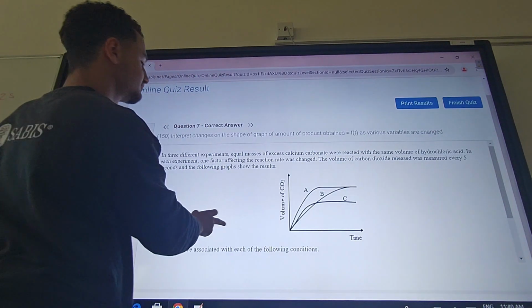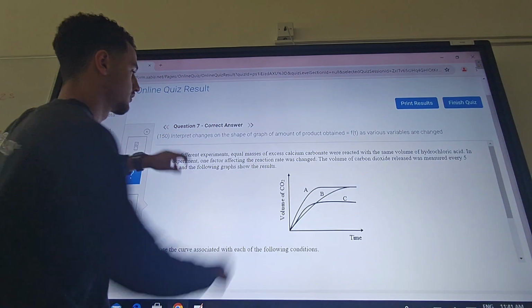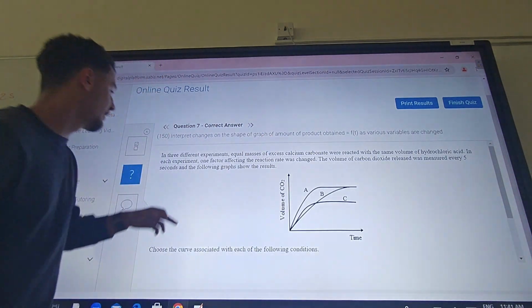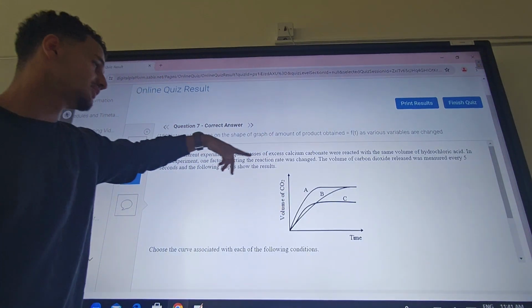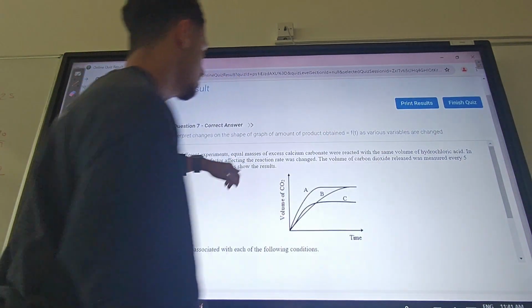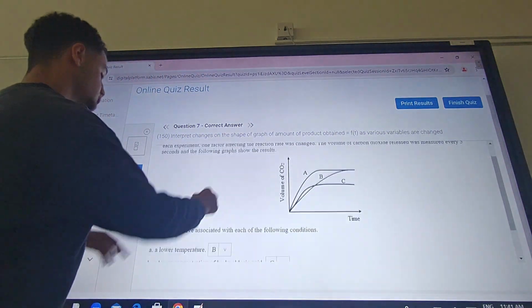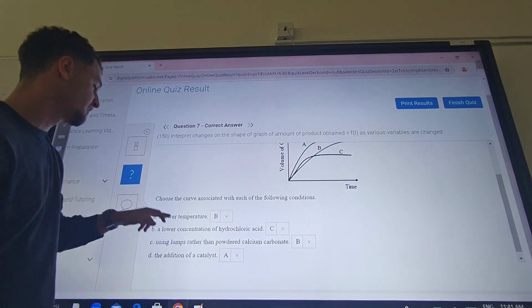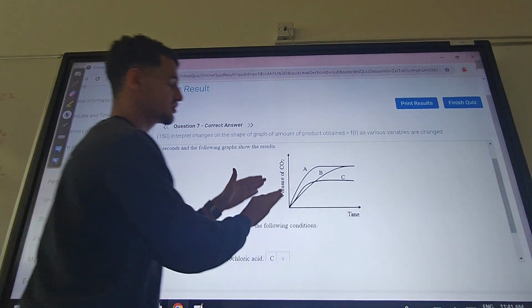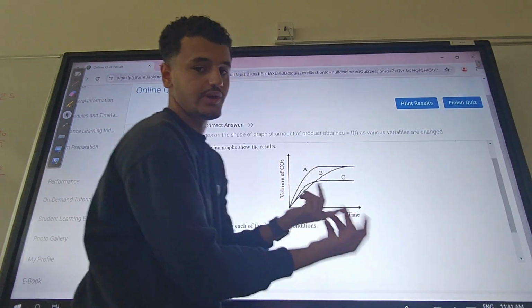Question 7. In 3 different experiments, equal masses of calcium carbonate were reacted with the same volume of hydrochloric acid. Okay, calcium carbonate is the excess. Pay attention to that. Choose the curve associated with each of the following conditions. A lower temperature wouldn't change the amount of product formed, but it would only change the rate, make it slower, right?